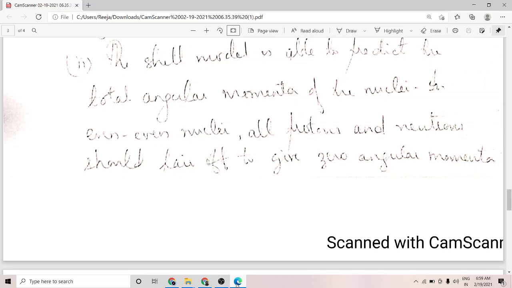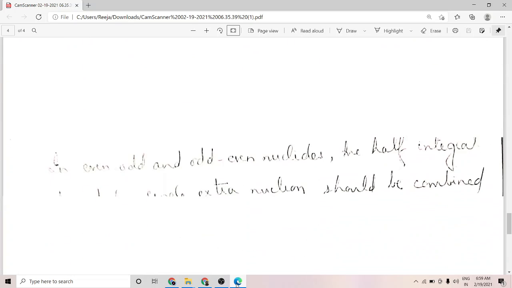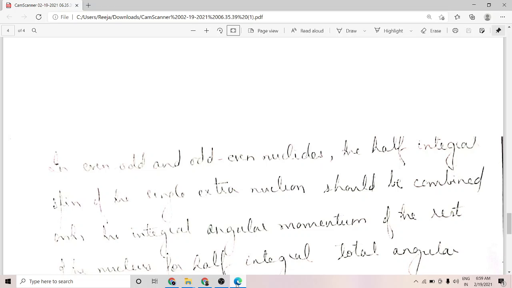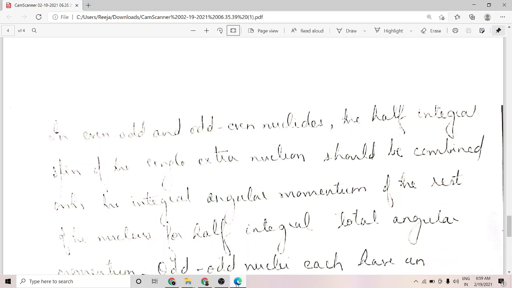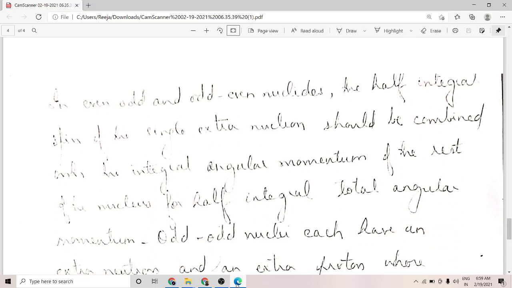In even nuclei, all protons and neutrons should pair off to give zero angular momentum, whereas in even-odd and odd-even nuclei, the half integral spin of the single extra nucleon should be combined with the integral angular momentum of the rest of the nucleus to give a half integral total angular momentum.